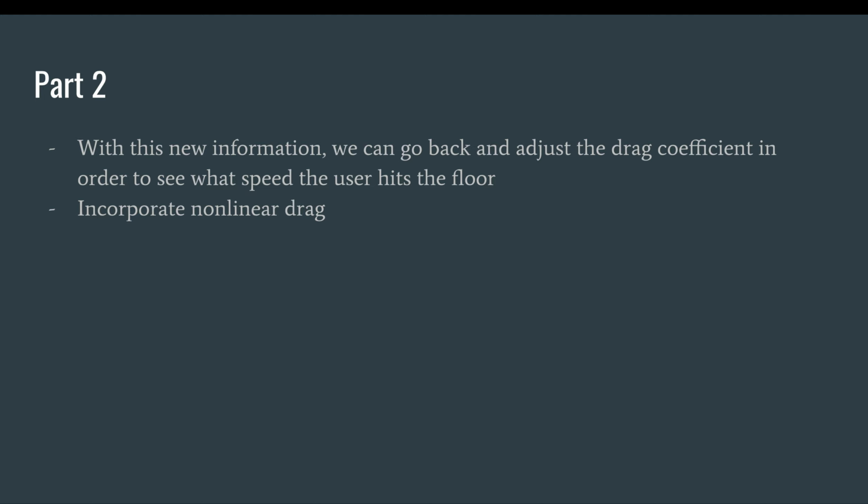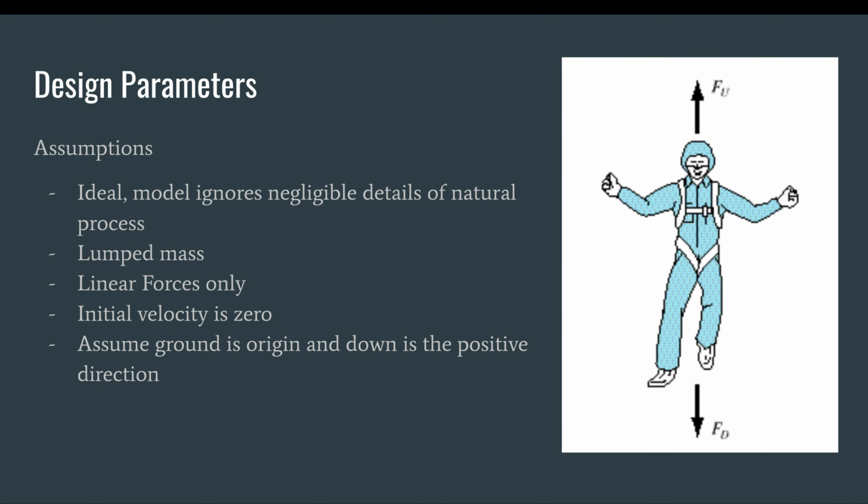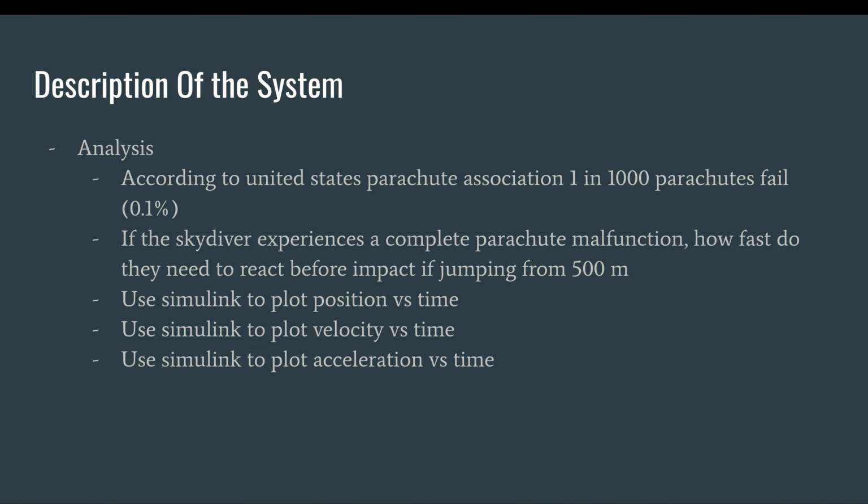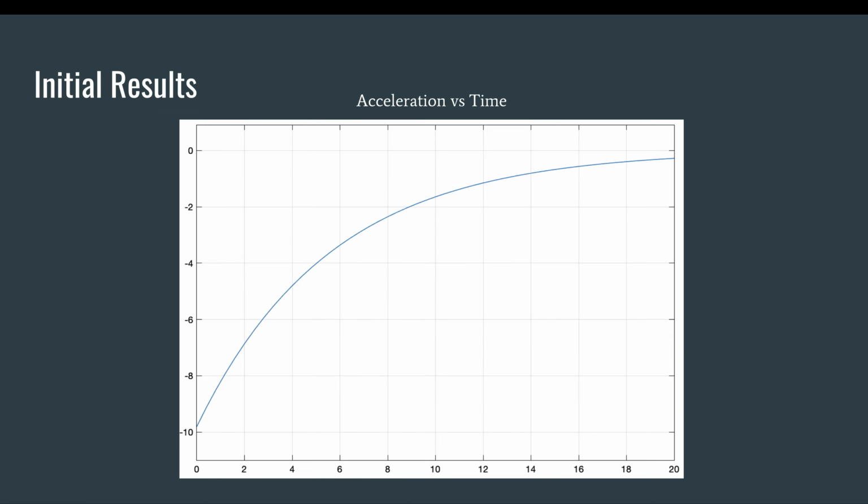Now, unfortunately, I underestimated the calculations here, so with this new information, we can go back and adjust the drag coefficient in order to see the speed at which the user hits the floor. And I would like to incorporate a nonlinear drag. So for this first part, going back to that initial question, we see that this user does not have a lot of time. He has about 2 seconds of reaction time.